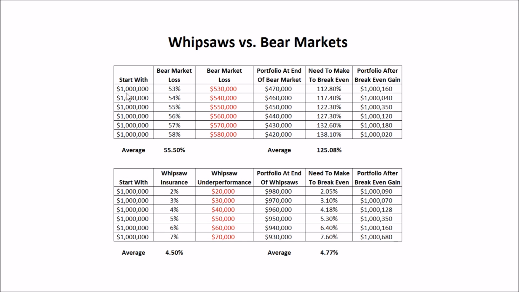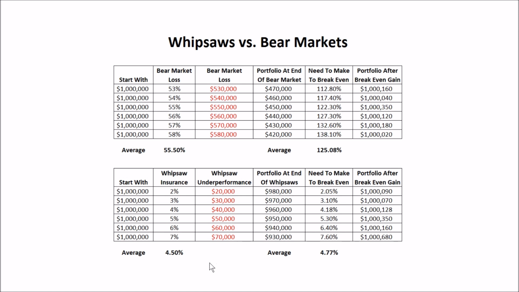What this table shows us is if we lose 58% on $1 million, that's $580,000 worth of principal that we lose. Our $1 million after a 58% loss is worth $420,000. How much do we have to make to get back to break even with $420,000? The answer is an eye-popping 138% gain. If I gain 138% on $420,000 and add it back to $420,000, I get back to my original principal value of $1 million.